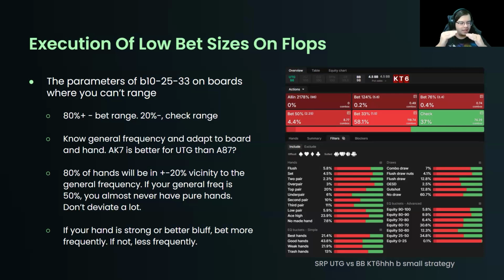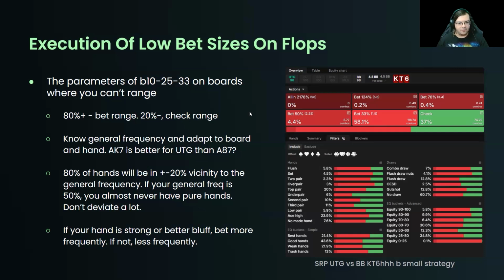Don't deviate. If your frequency is 50, you don't have pure anything almost, right? So if you have like nut flush, you might still want to go pure against some opponents, but most of the time, if you want to be balanced, don't do like 80%, you know? So don't really deviate a lot from this. If your hand is strong or a better bluff, bet more frequently. If not, less frequently.